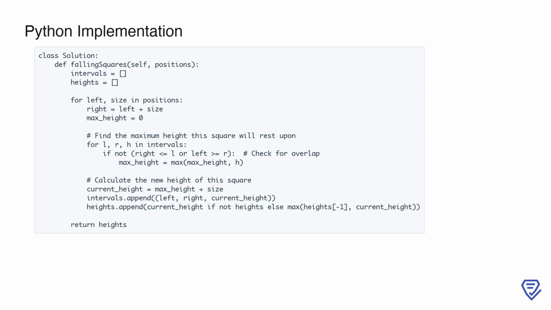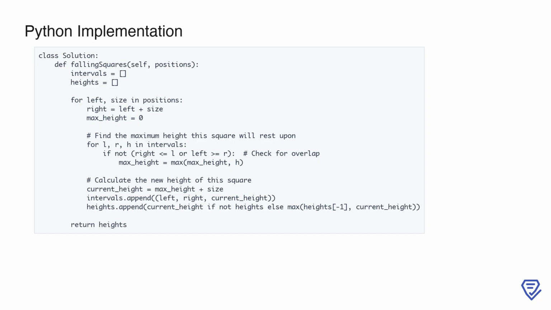4. Calculating new height. Once the maximum height is determined, the new square's height is simply max_height plus size. We then append this new interval, with its height, to the intervals list. 5. Updating heights. The maximum height at each step is either the new square's height or the previous maximum height. This ensures we track the tallest height reached so far. 6. Returning the result. Finally, we return the heights list, which contains the maximum height after each square is placed.